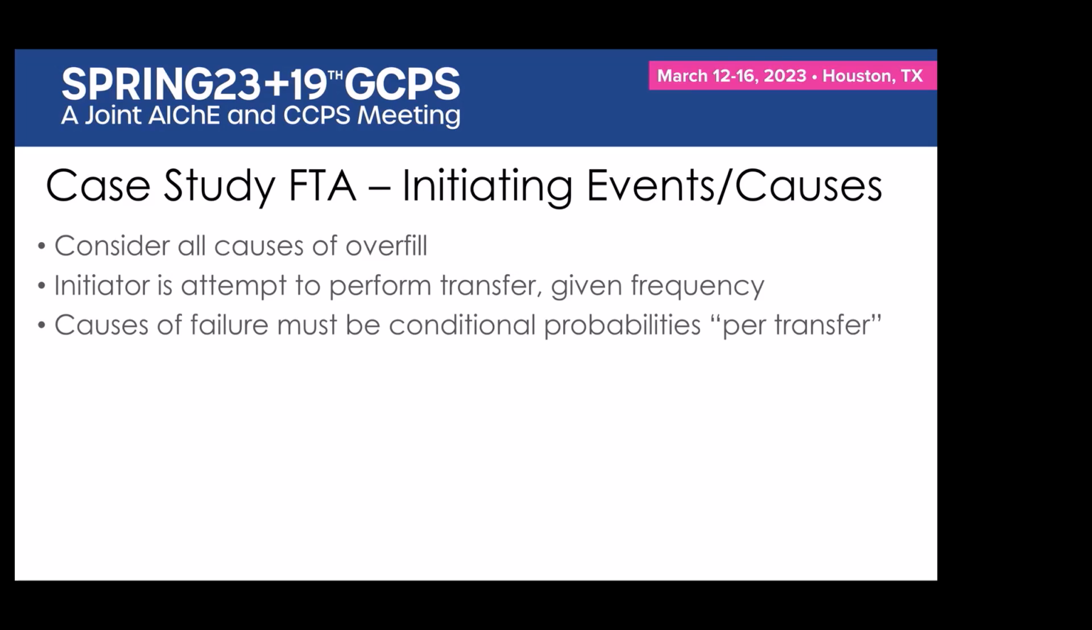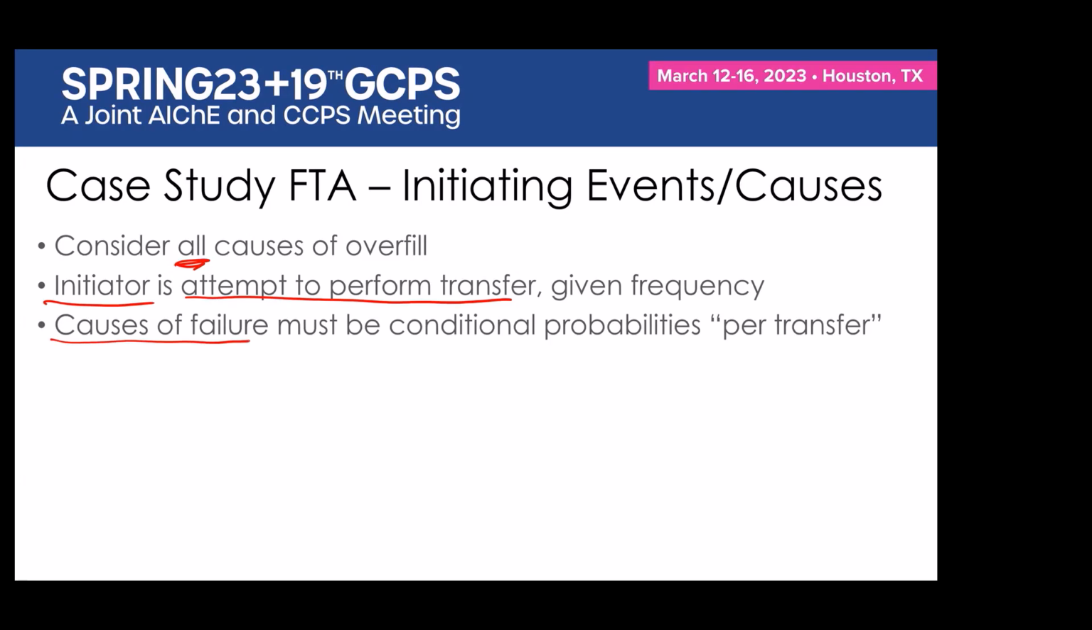Okay, so I built a big fault tree, and what the fault tree for this scenario does is it's going to consider all the causes, and it's going to look at initiators. The initiator is kind of weird in this case in that it's not a failure of a piece of equipment. It is the fact that I attempted to perform a transfer. So my initiating event is 8 times a year, I'm going to push the button to start a transfer. That's the initiator, which makes it a little bit different from what you typically think about in a LOPA.